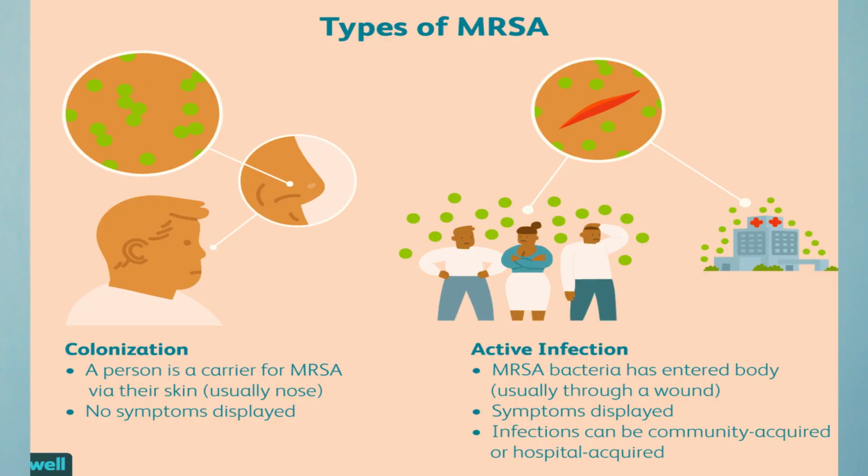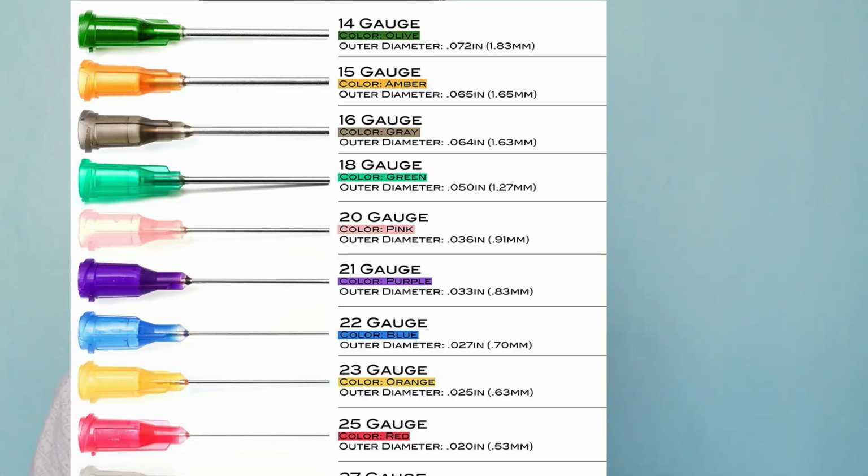Studies have shown that reusable tourniquets have a potential to transmit bacteria, including methicillin-resistant Staphylococcus aureus or MRSA. Okay. So, needle specifications and bevel positions. The gauge of the needle is inversely related to the size of the needle. The larger the gauge number, the smaller the needle bore and the length. Kung mataas yung gauge, the smaller the bore.